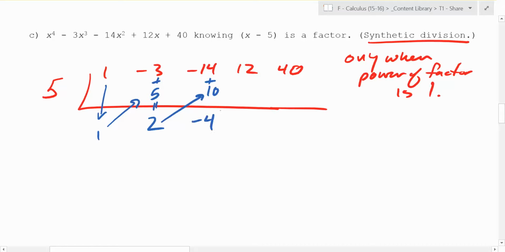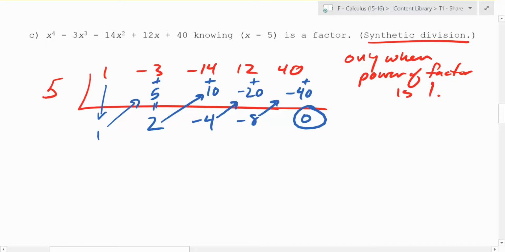Negative 4. Multiply by 5. What do you get? Add them together. What do you get? Negative 8. Multiply by 5. What do you get? 40. Add them together. What do you get? 0. Hey, is this another time where 0 is your friend?